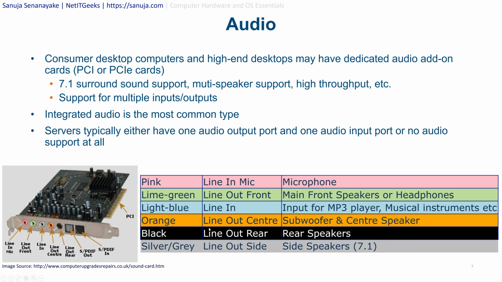And the orange one is the line out, which is the center subwoofer, center speaker. And again, you can plug it in any way you like, but that's the recommended way. And the black one is the line out rear, which is going to be the rear speakers, and the silver gray one would be the side speakers. And if you install all of these things properly, you will get a surround sound system out of your computer.